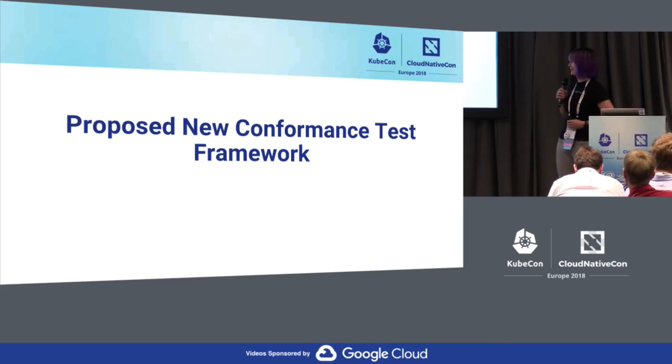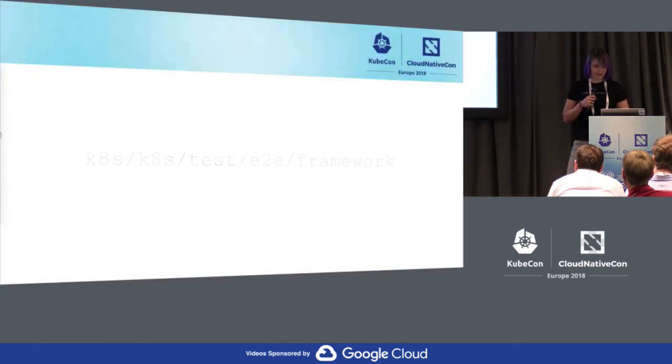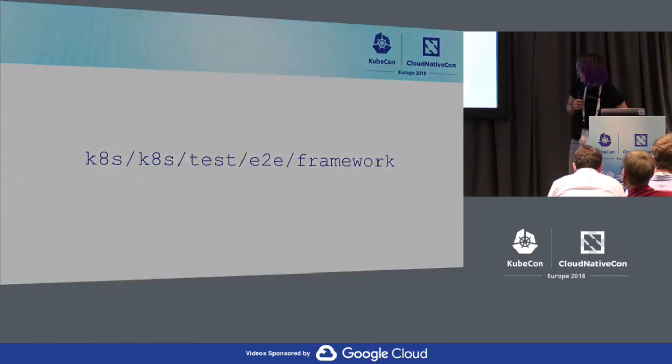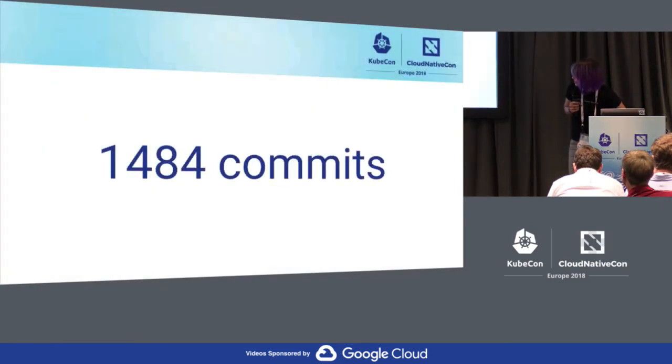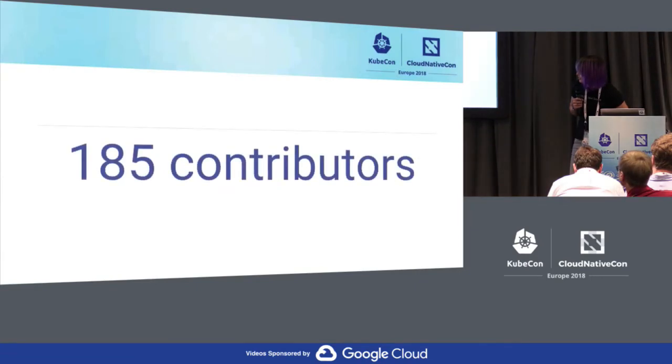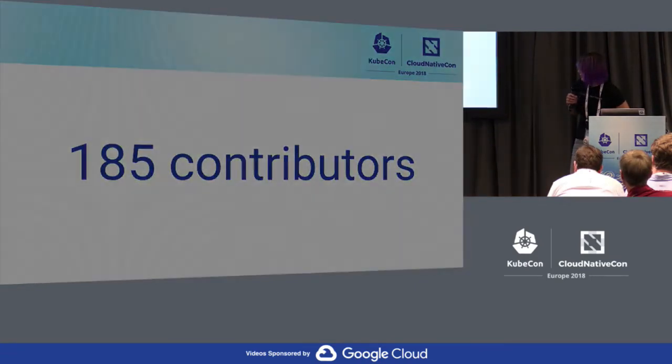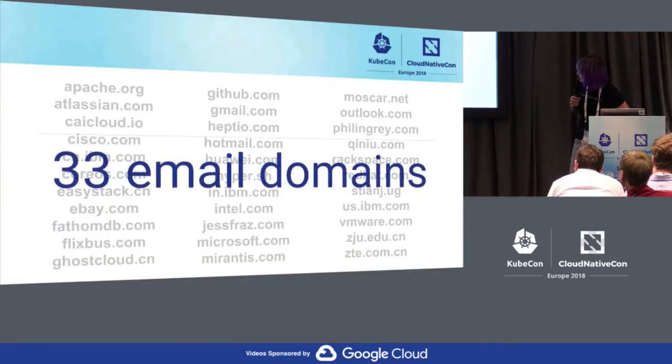Okay, cool. This is going to be really brief. I'm Christy. I'm a software engineer at Google, and I want to talk about the potential for a new conformance test framework. If you take a look at the existing conformance test framework, this is where it lives. I took a look at it, and the number of commits in that directory is nearly 1,500. And those 1,500 commits came from 185 different people. And if you start looking at the email addresses that they used, there are 33 different domains. That's not necessarily 33 different companies, but it might even be more, because with Gmail, who knows what companies those people came from.